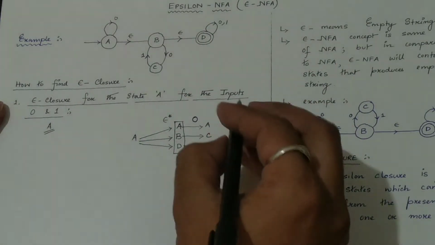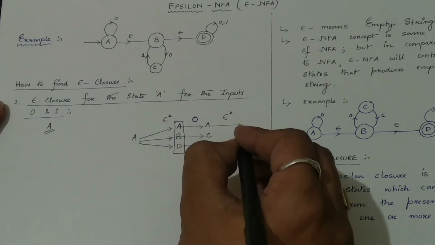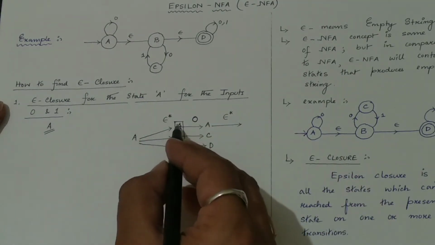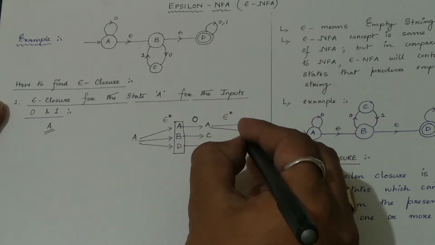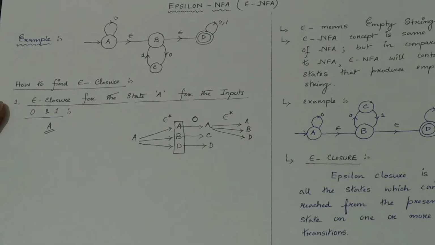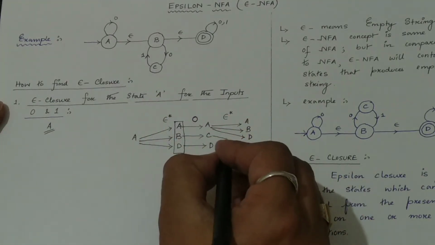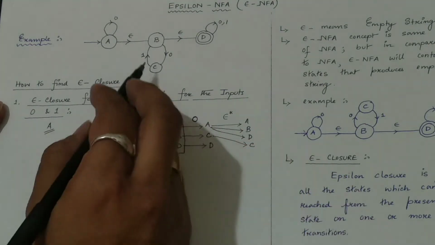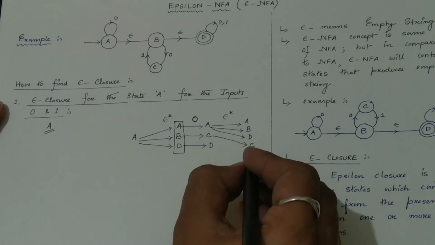Now again I have to find out the epsilon closure. A on seeing epsilon, I have already found out. Where does it go? A, B, D. So let me write down A, B, D. Clear? C on seeing epsilon, first it will always go to itself. So let me write that down. Is there any epsilon transition from C? No. So it will be the final one.